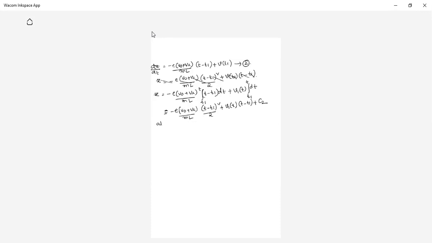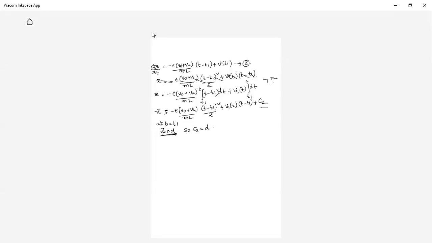So at time t is equal to t1, what is the distance traveled by z? Because in the cavity the distance is nothing but d. Z is equal to d. So substitute t is equal to t1. This term cancels. What is my z? Z is equal to d. So now what is c2? So c2 is equal to d.